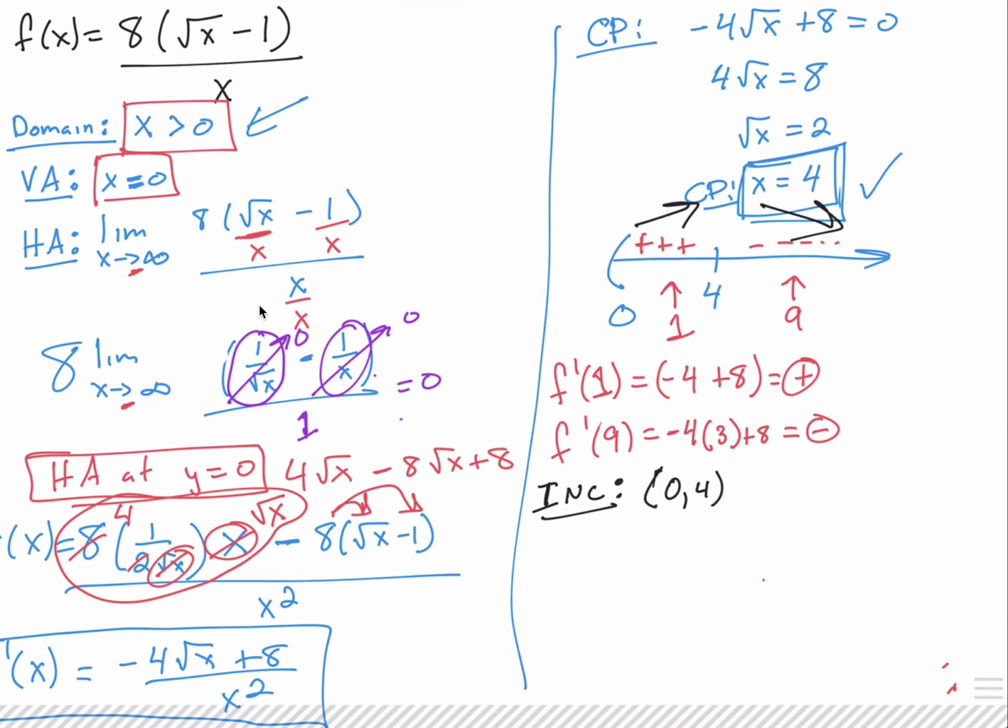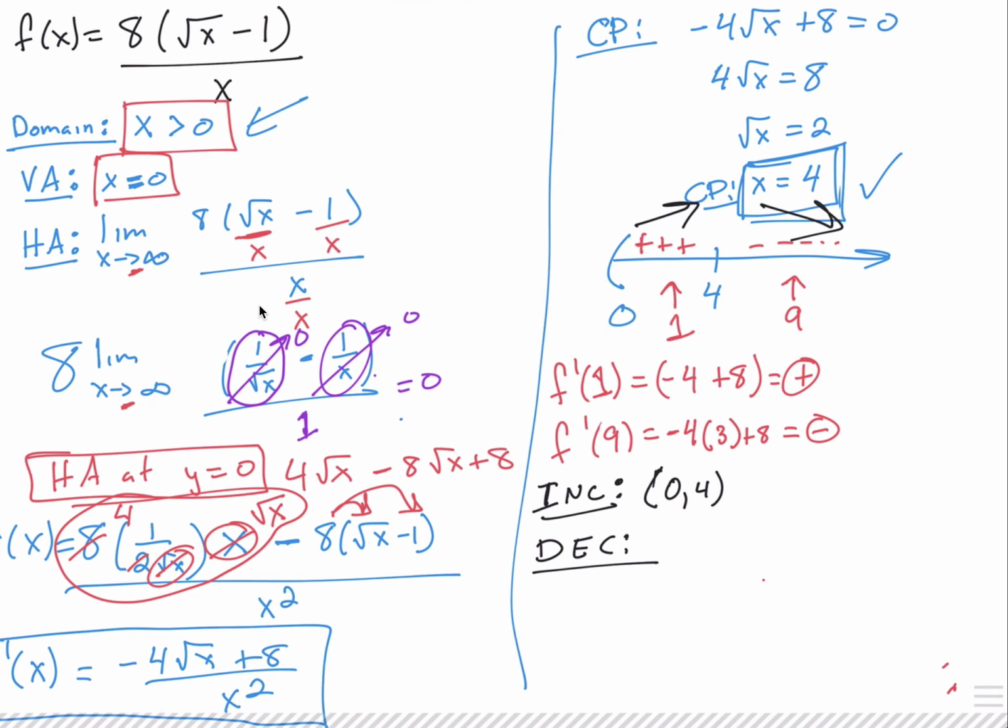0 and 4, increasing, and then decreasing, 4 to infinity. Yep. What is it? Right. I left it out. Exactly. I left it out because it's always positive. Yep.